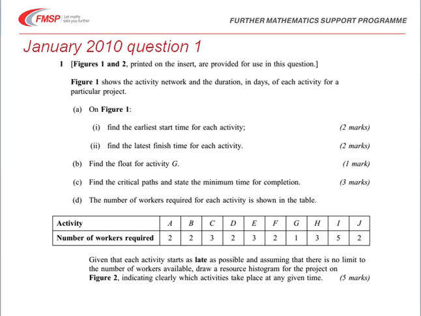In part D of the question we're given another table which shows the activities and the number of workers required, and from that we need to find a Gantt chart or a resource histogram to show the number of workers that are needed.